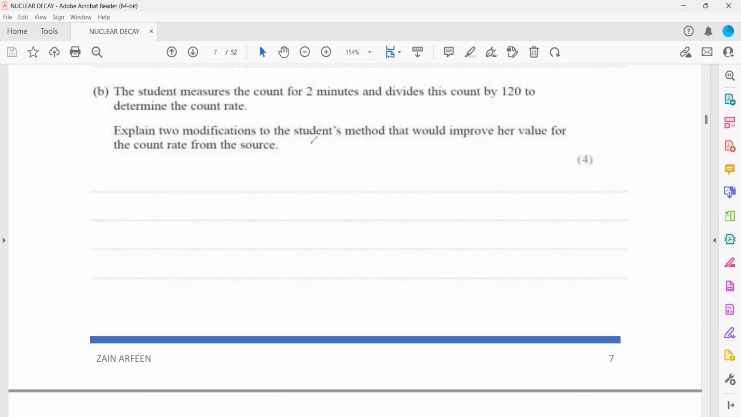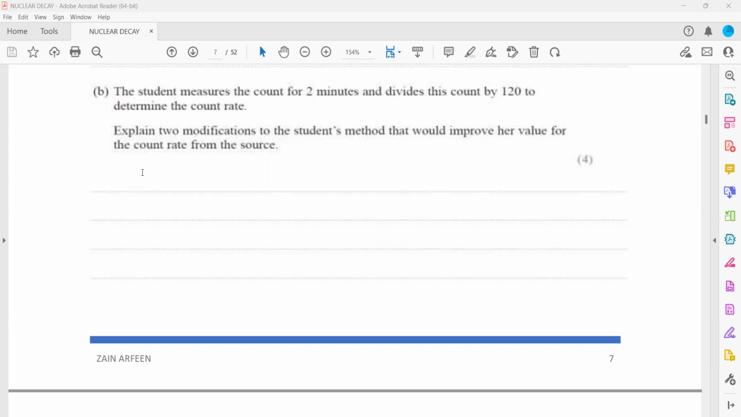Explain two modifications to the student's method that will improve her value for the count rate from the source. As you can see, the student did not calculate the background radiation. So first, the student should calculate the background radiation. And then, because radioactivity is random, uncertainties are there. So she should take measurements for a longer time and repeat the measurement.